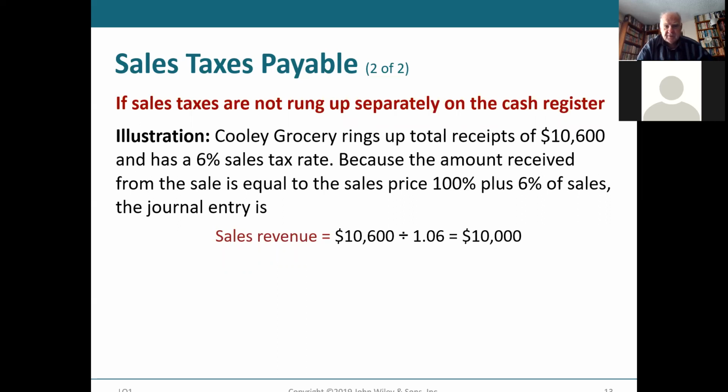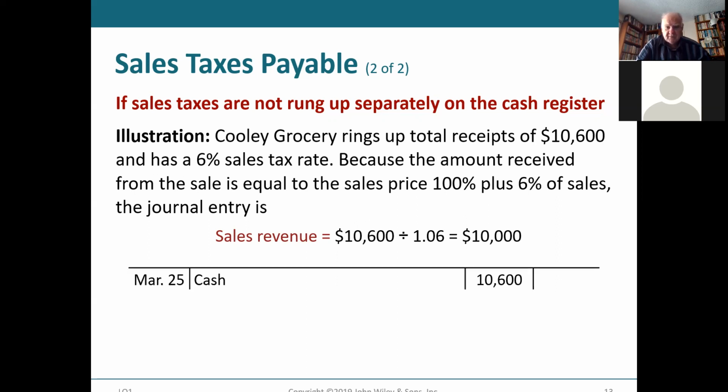If sales tax is not rung up separately, because the amount received from a sale is equal to the sales price, okay. Here they're just showing us a calculation, how to come up with $600. 10,600 divided by 1.06 is going to equal $10,000. It's just a way to break out the sales tax payable from the total cash.